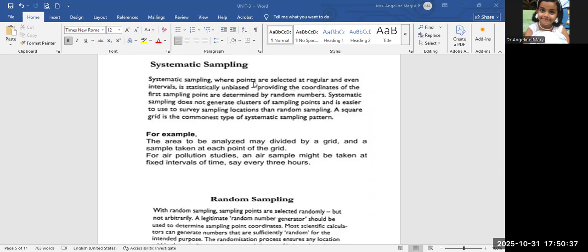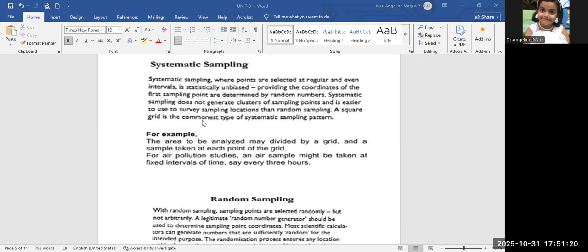Systematic means where we have to collect the sample at a regular period and at even intervals, say within 1 week. If we have collected the first sample, then after 7 days we have to collect the sample again at the same place. That is the even intervals. It is statistically unbiased, provided the coordinates of the first sampling point are determined by random numbers. So systematic sampling does not generate clusters of sampling points and is easier to use to survey sampling locations than random sampling. So it should be the easiest method compared to the random sampling method.